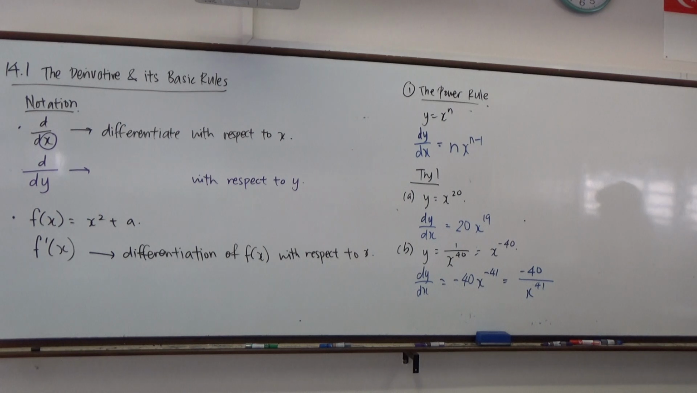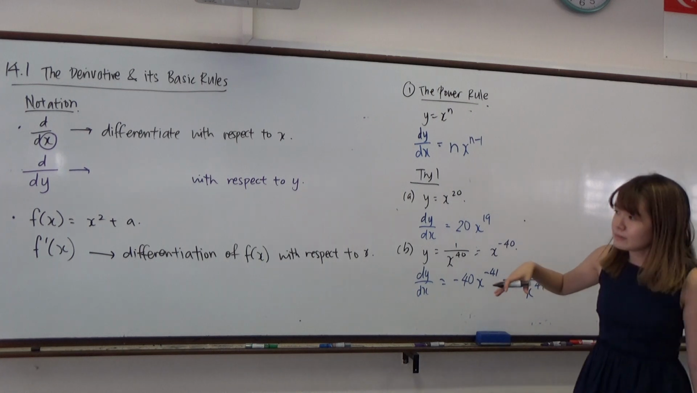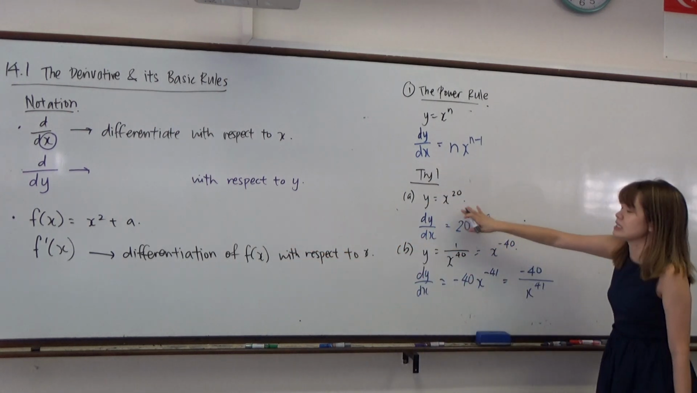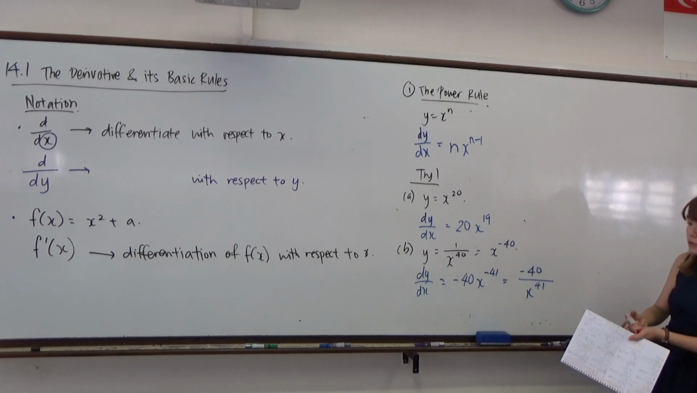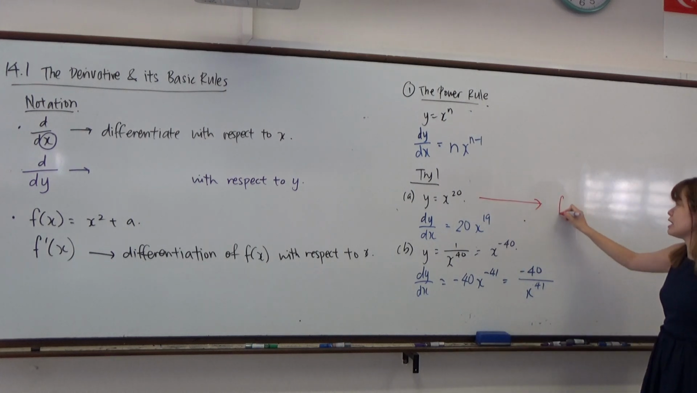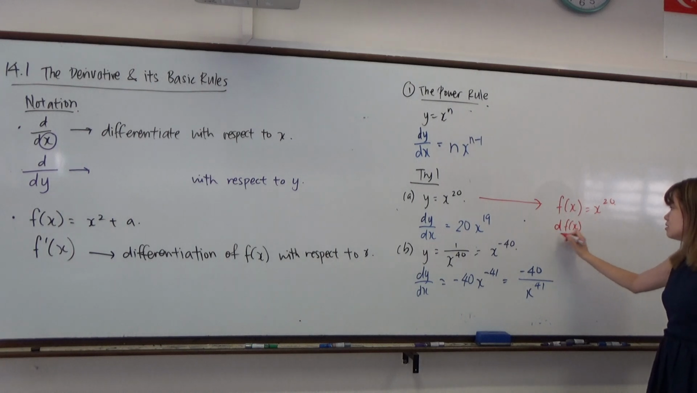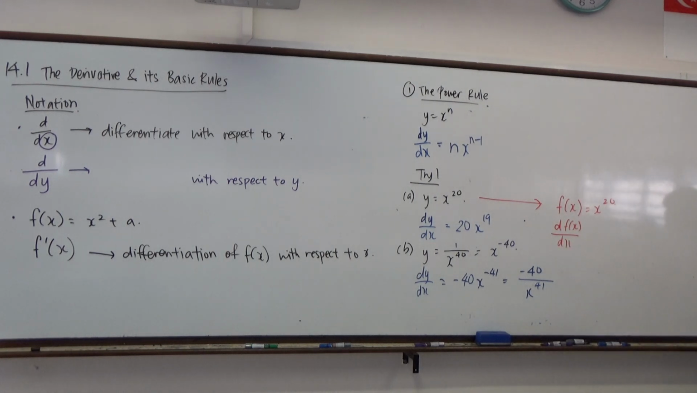What does differentiation mean? It is the process of doing this. If, for example, I want to differentiate, instead of writing y equals x power 20, maybe the question says f(x) equals x power 20, then we don't usually write this df(x) over dx. An alternative that we write will be f prime x equals 20x to the power 19. Yes, as in the prime line, the apostrophe kind of thing.